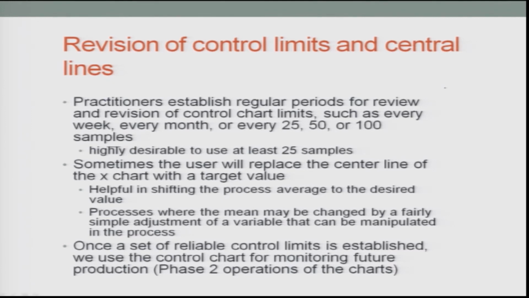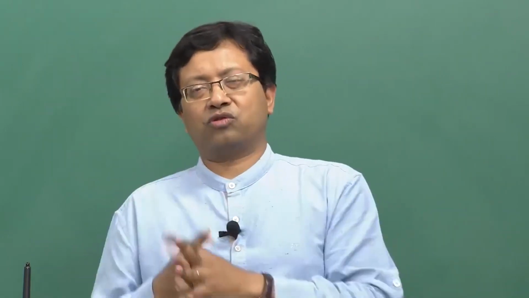Once a set of reliable control limits is established, we use the control chart for monitoring future production, which is basically phase 2 of the utilization of the chart. So, first you use the phase 1 concept of drawing the charts and bringing the process in control, and then use this control to go to the second stage to find out whether the process capability is changing or is fixed.